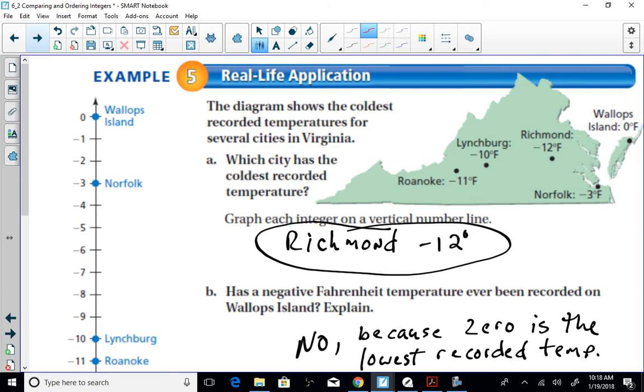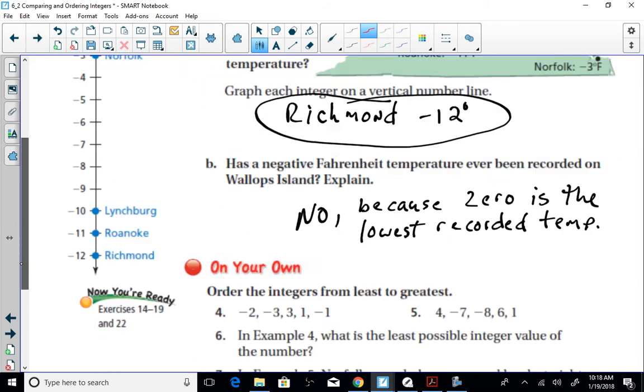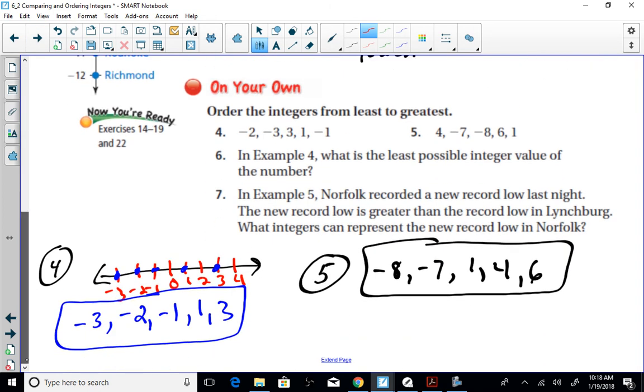So I'm going to go back here where we were doing problem number 6. Problem number 6 should be negative 7. Then finally, in example 5, Norfolk recorded a new record low temperature last night. The new record low is greater than the recorded low for Lynchburg. What integers can represent the new recorded low?